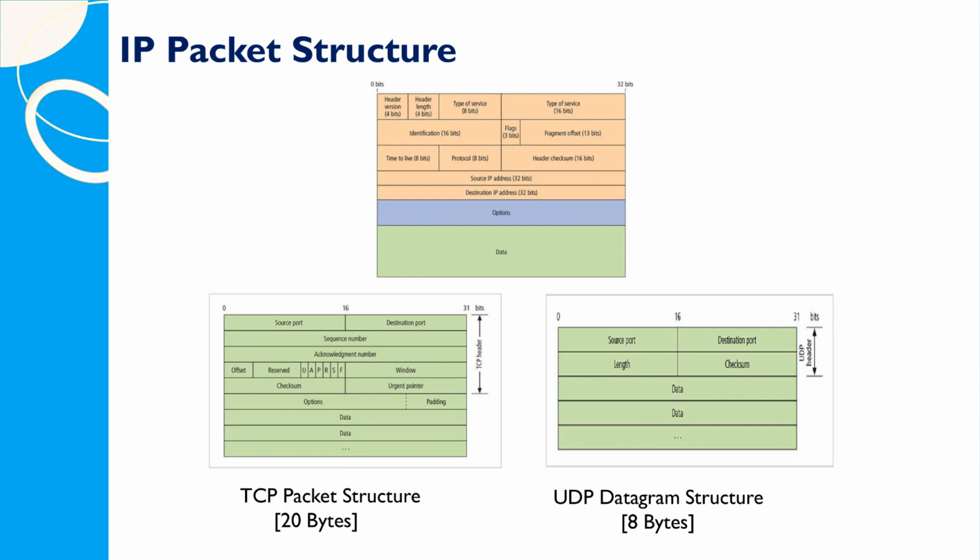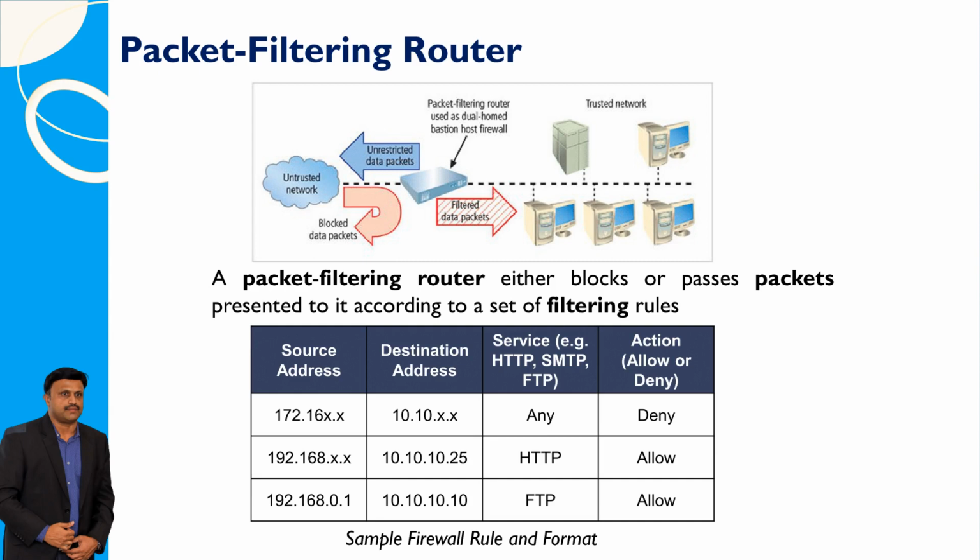The TCP packet format includes source and destination ports, sequence and acknowledgement numbers, data offset, reserved bits, flags, window size, checksum, urgent pointer, and options. The UDP datagram consists of source and destination port numbers, length, and checksum fields. A packet filtering router determines whether to allow or deny packets based on predefined filtering rules, considering factors such as packet header information, example, IP source and destination addresses, and the encapsulated protocol being used, example, TCP, UDP, ICMP, or IP tunnel.